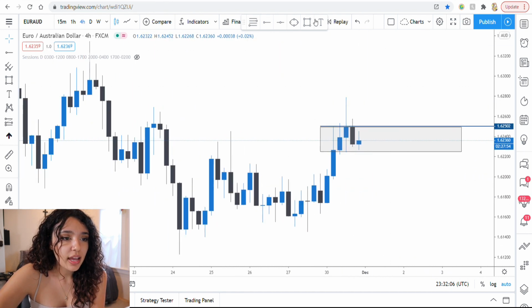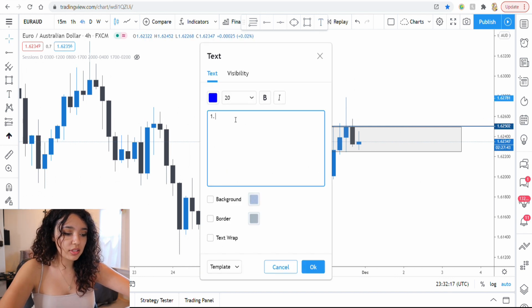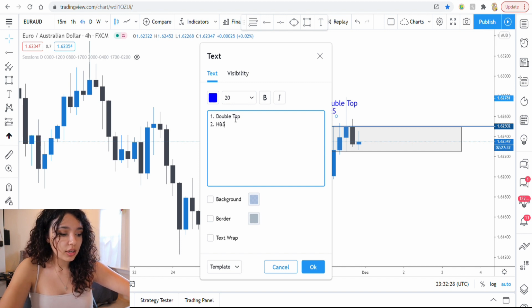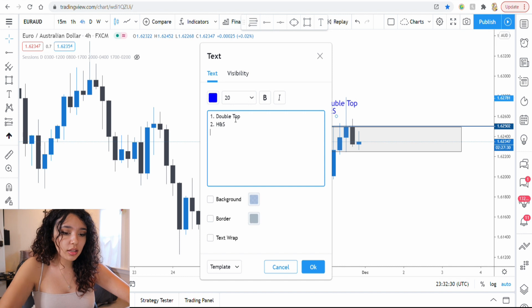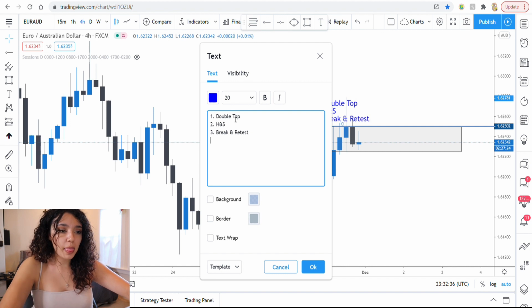I don't know what happened to my text, but to recap, our first thing that price can do at a high is a double top, which we love double tops. The second thing is the head and shoulder formation. The third is the break and retest. And the fourth is consolidation.